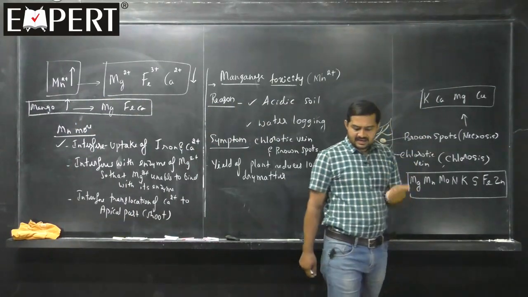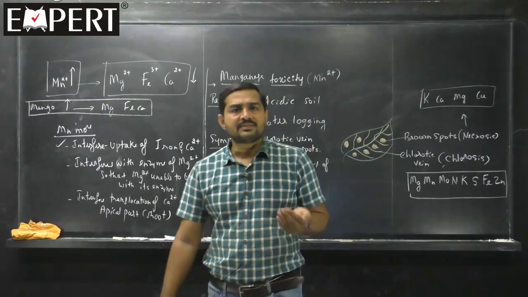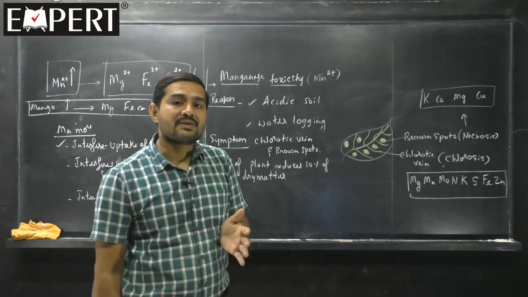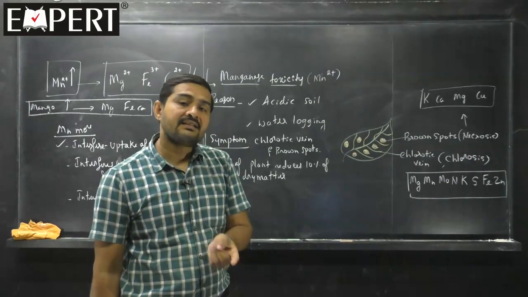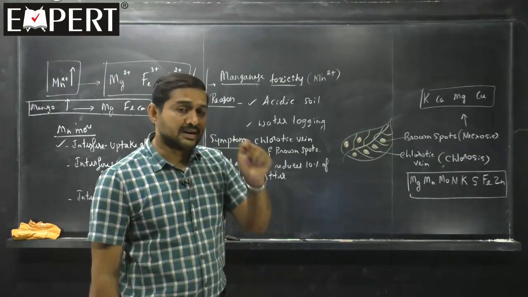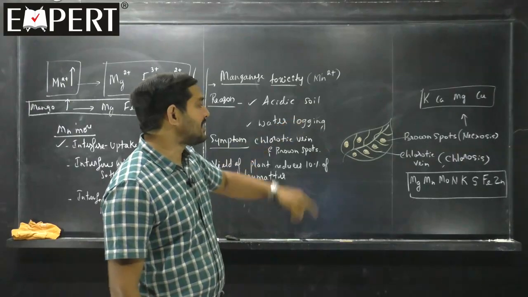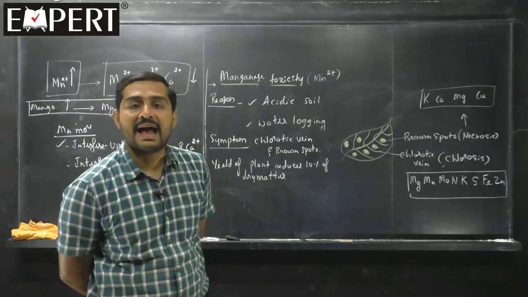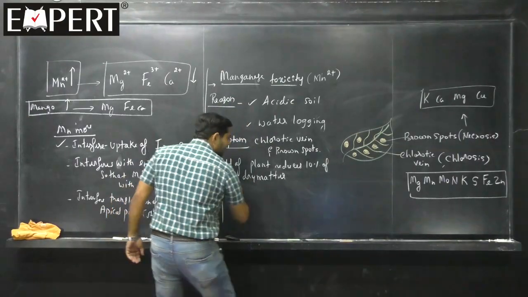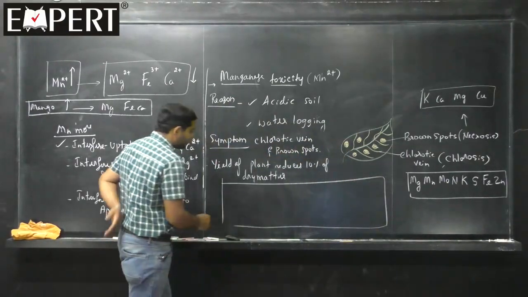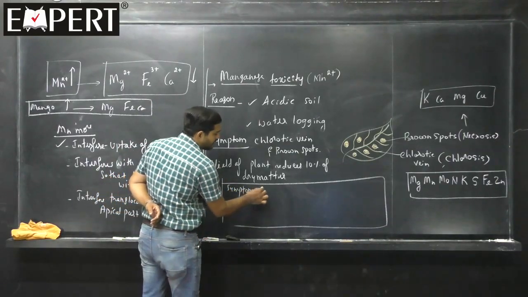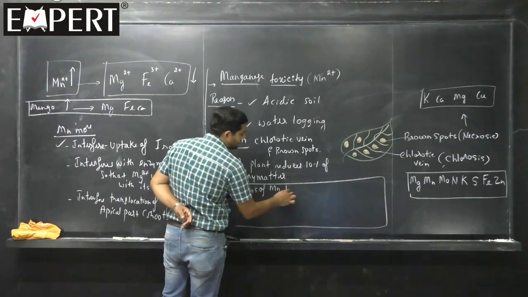That means manganese toxicity symptoms are not because of the manganese itself, but because of the deficiency of iron, nitrogen and magnesium. Since iron, magnesium and nitrogen are becoming less, symptoms like brown spot and chlorotic vein happen. And that is a very important point. I will write here, students. What is that? The symptoms of manganese toxicity.